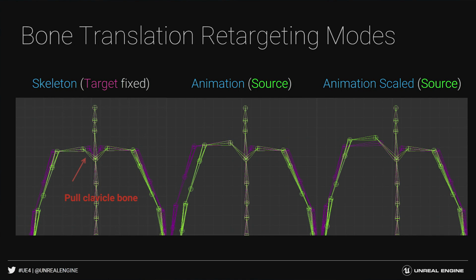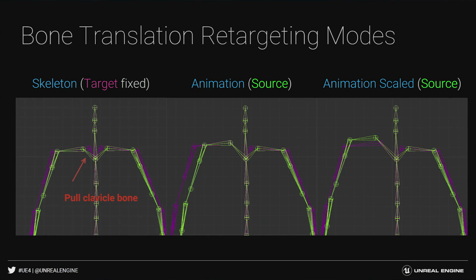Bone translation, however, we saw it can be different between skeletons. So by default, we have 3 different modes. So let's take an example. Let's look at the clavicle on the screen left, and we want to stretch it. We want to take that bone and just pull it. The first mode is called skeleton. And what it means is we're basically ignoring the animation data. We just want to use the translation from the target skeleton. So we pull the bone in the animation, we ignore that data, so the result is we see nothing. It's just a bind pose.